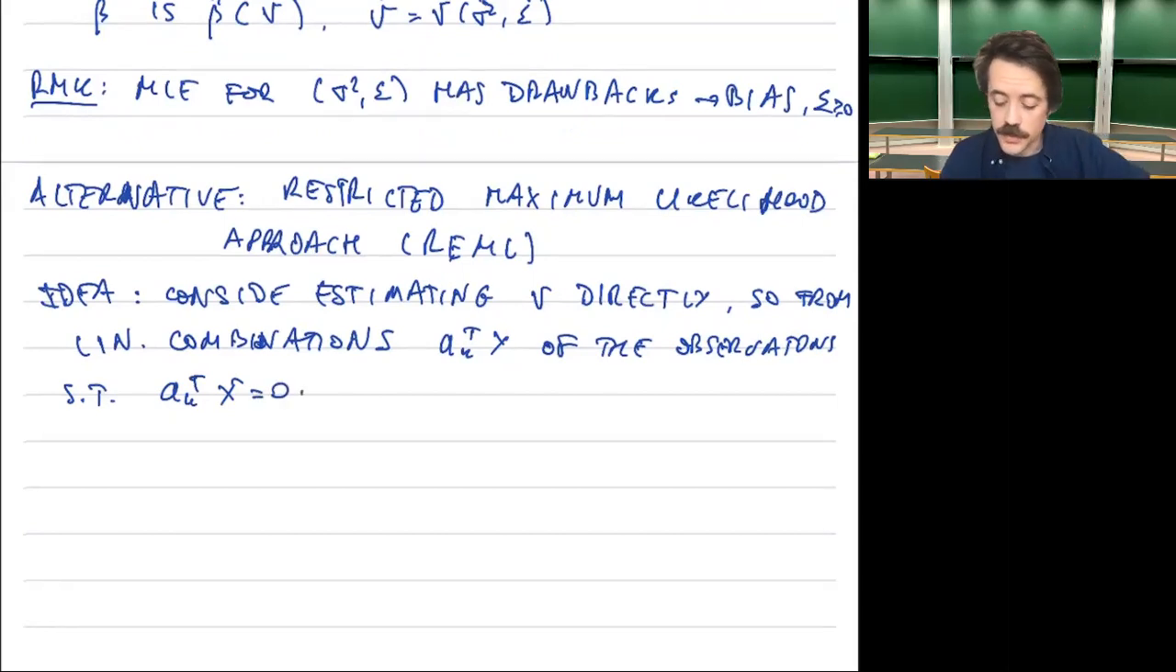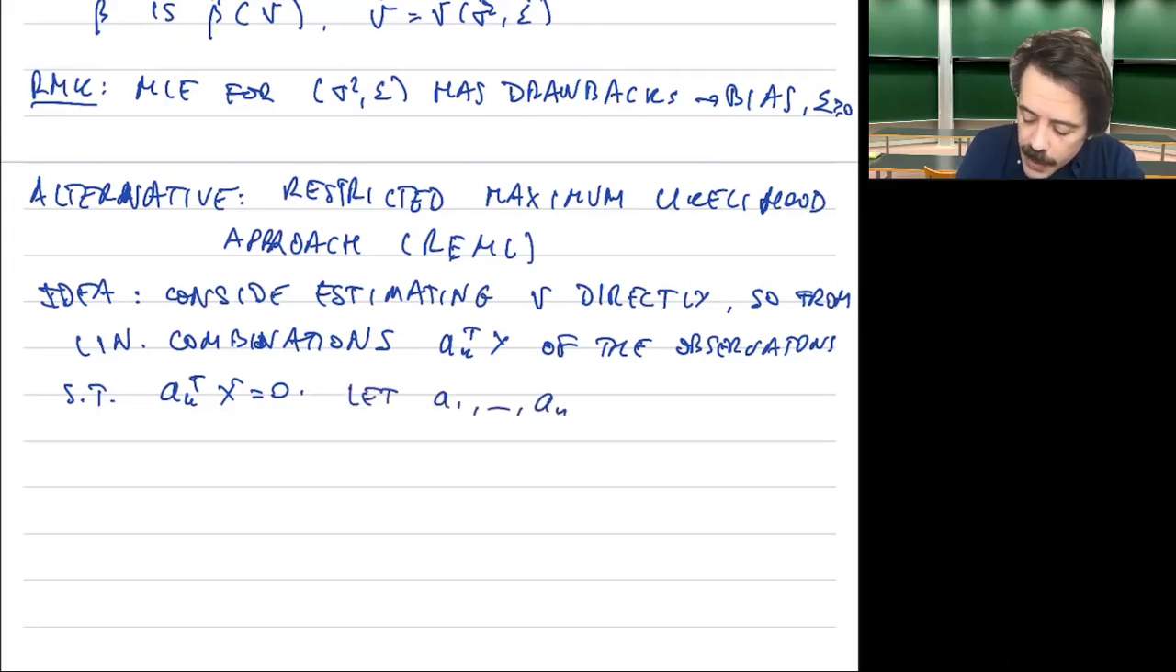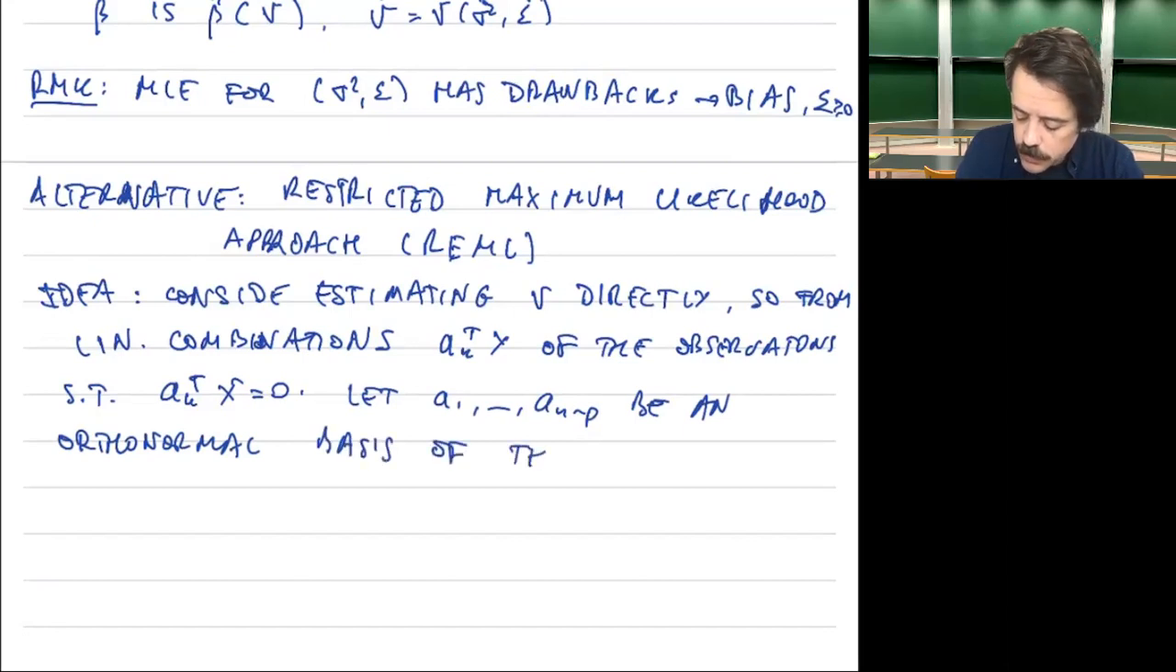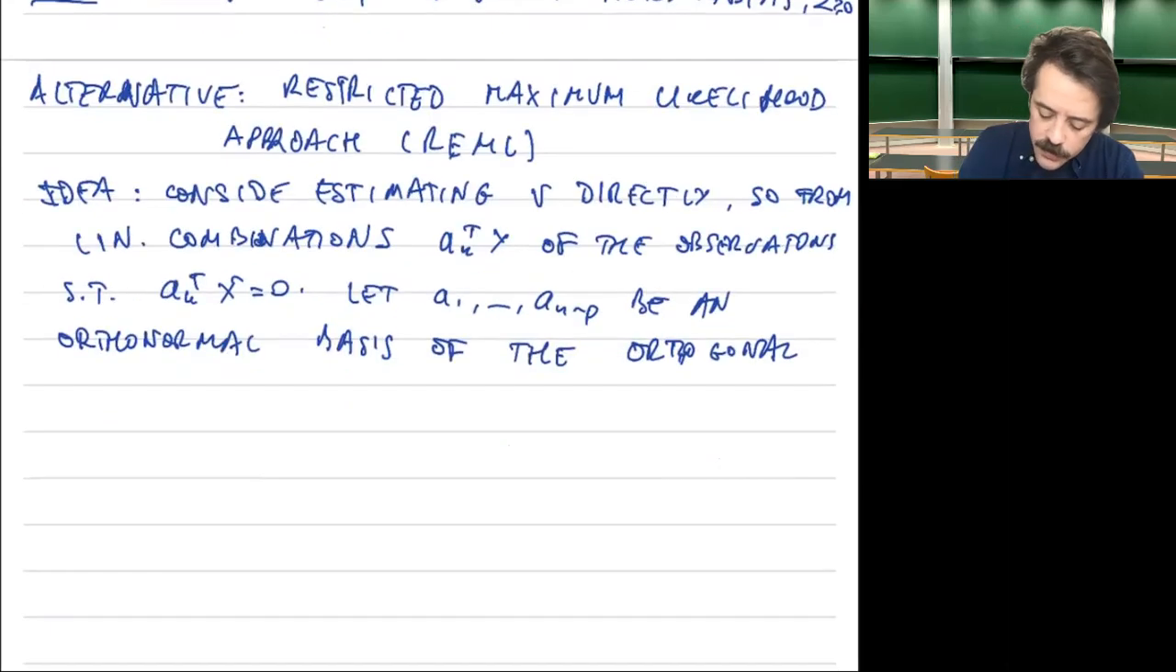And that should be clear why we're doing this, because if we have such linear combinations, then of course the beta bit is going to get killed, and we're going to be able to estimate the variances directly. So how do we do this in more detail? Let A_1 up to A_{n-p} be an orthonormal basis of the orthogonal complement of the column space of X.